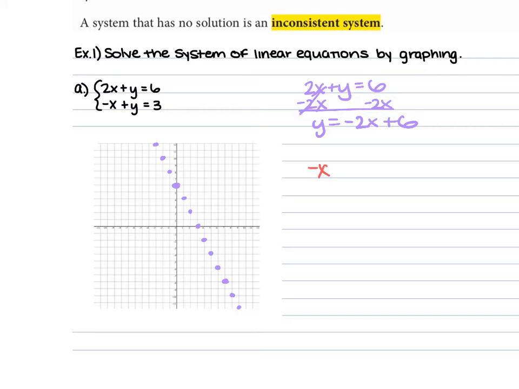My next line, we have that negative x plus y is equal to 3. So I would add the x to both sides and get y is equal to x plus 3. So we have our first point of 3. Then we go up 1 to the right 1, up 1 to the right 1, and keep going throughout the entire coordinate plane. And same thing with the opposite way. So if we see here where these 2 lines intersect is this point here that's in blue, which is the ordered pair 1, 4. So our solution is 1, 4.